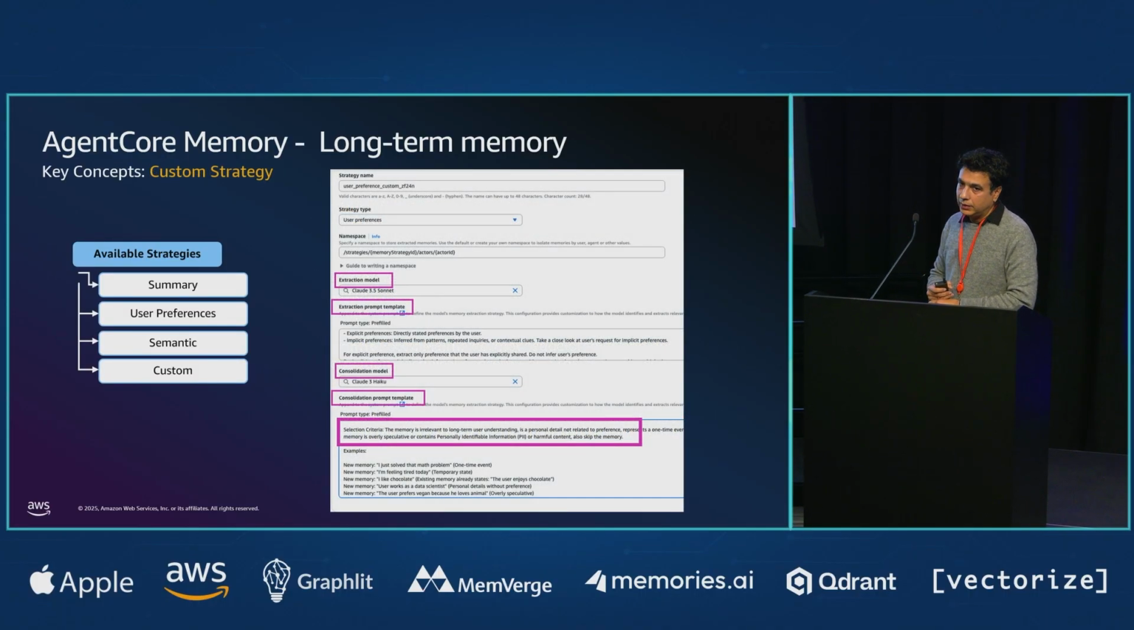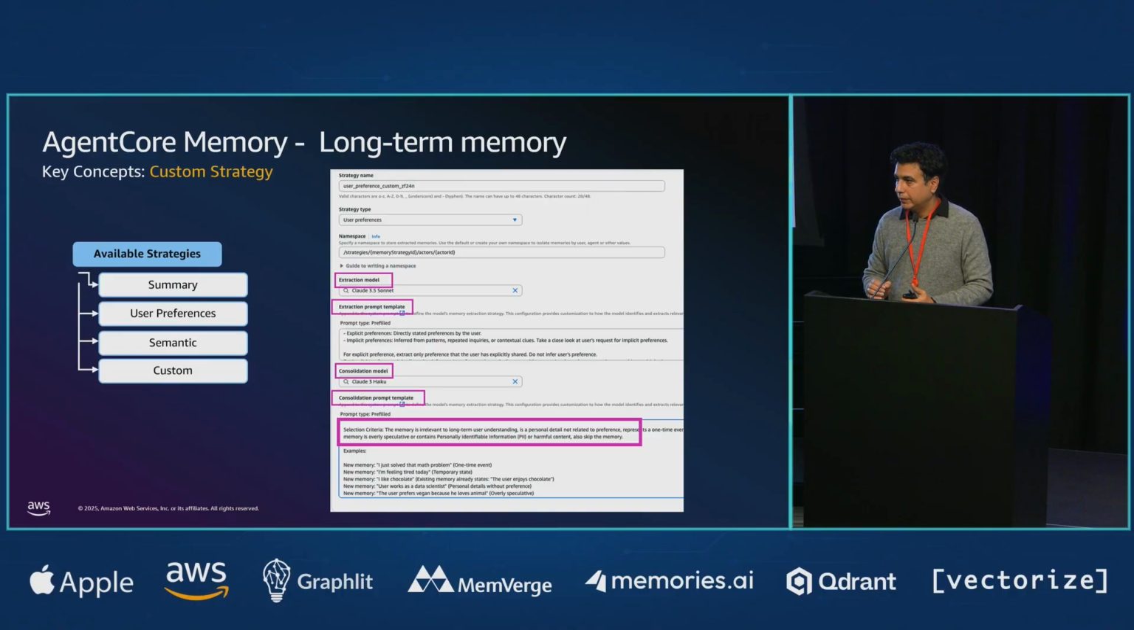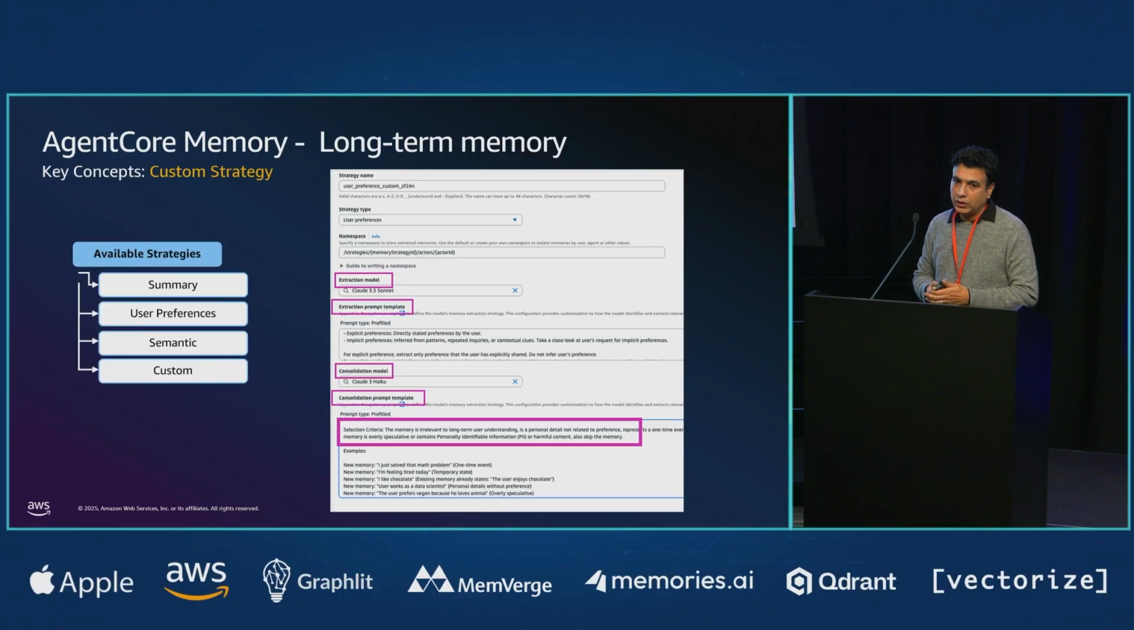So here we have an example of creating a custom strategy. It's a part of long-term memory, and you give the strategy name, type, and namespace, which is common for any of the strategies that you're creating. But in the extraction model, you can choose the model that you would like to use for extraction. You can give the prompt as well, and then the same for the consolidation side. In this case, it is using two different models, one for extraction, which is Sonnet, a larger model, and one for consolidation, which is Haiku, a smaller model. So you have full control over how you want to extract and consolidate in the case of custom strategies.